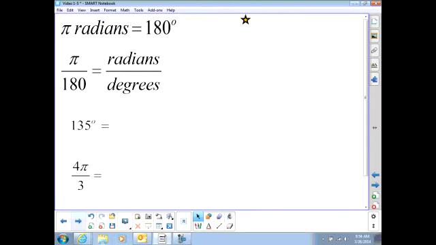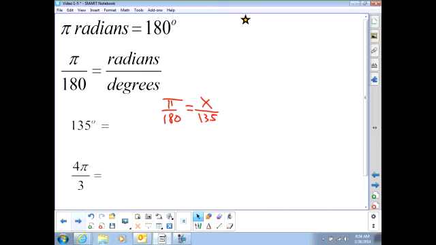The conversion between radians and degrees. We know pi radians is the same as 180 degrees. So we can always set up a proportion. We can do pi over 180 equals your radian amount over your degree amount. Now either the radians or the degrees can be an x, whichever you're solving for. Most often you use this when you are going from degrees to radians. If we want to know 135 degrees, we can do pi over 180 equals, we don't know our radians, that's what we're trying to find, over 135 degrees.